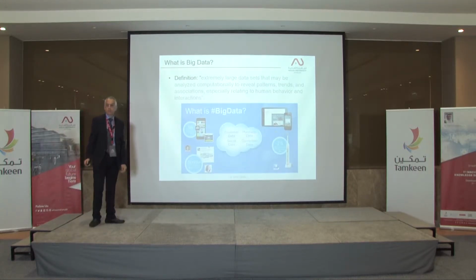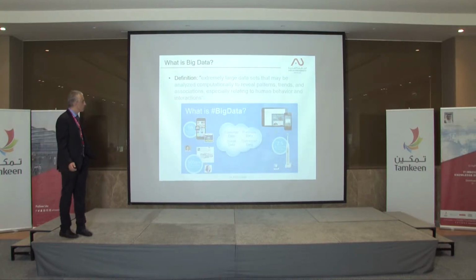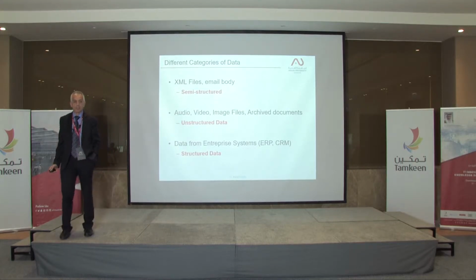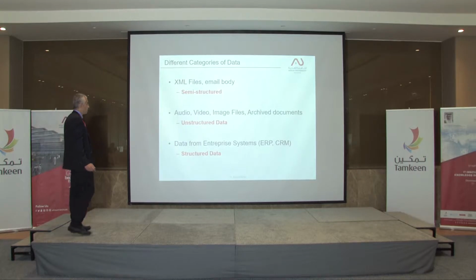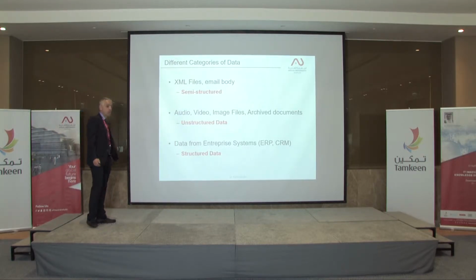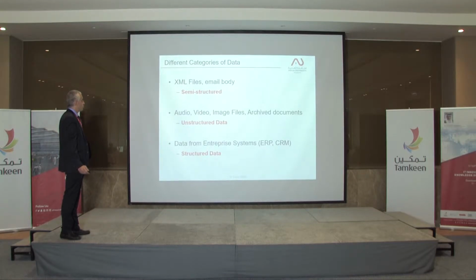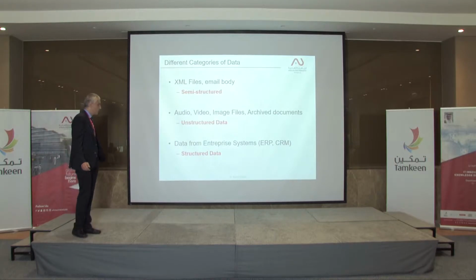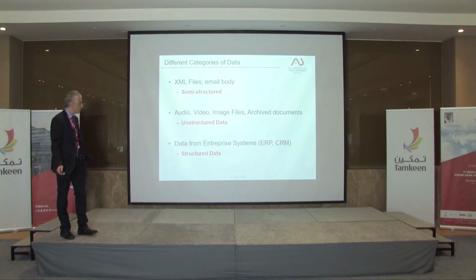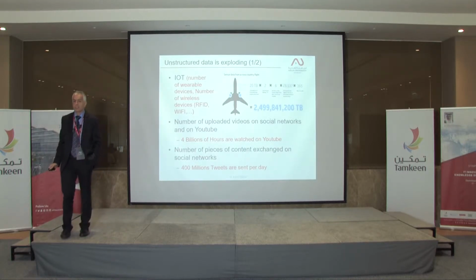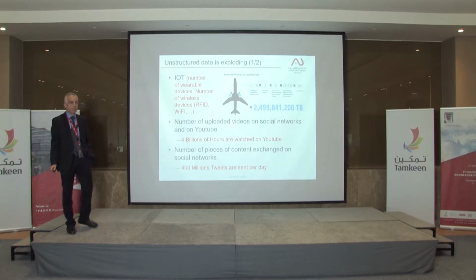I'm not going to redefine what has been said by our keynote speakers this morning. All I have to say is that we have different categories of data that we need to manipulate. Essentially, they are divided into three categories. We have the semi-structured data, targeted by XML and email bodies. Unstructured data, so all the types of data related to audio, videos, images, files, archived documents. And we also have the data coming from enterprise systems, the CRM, the SAP, and ERP, and all these things. But the most difficult part is not how to treat the structured or semi-structured data. All of this, we know how to treat. The most difficult part is the unstructured data.